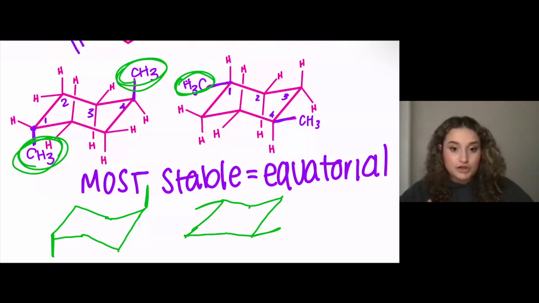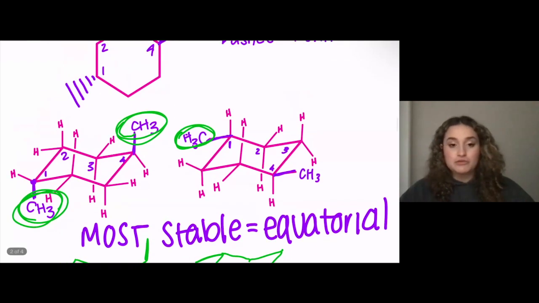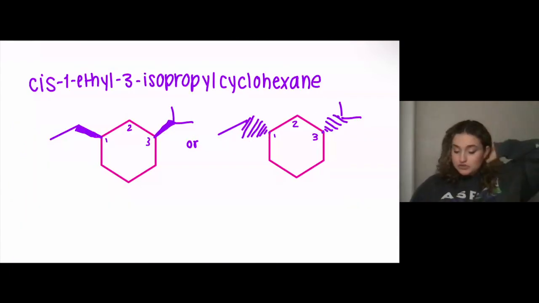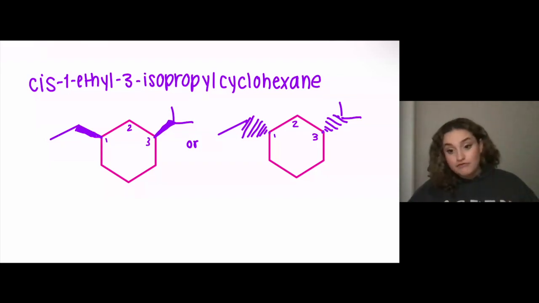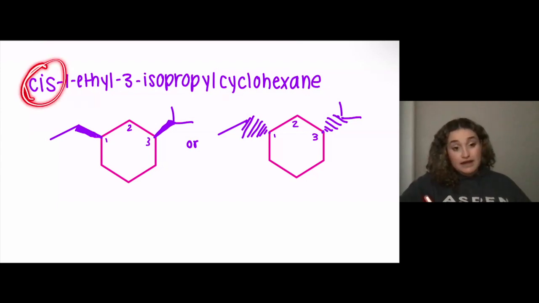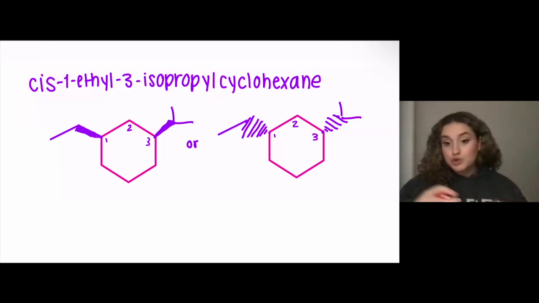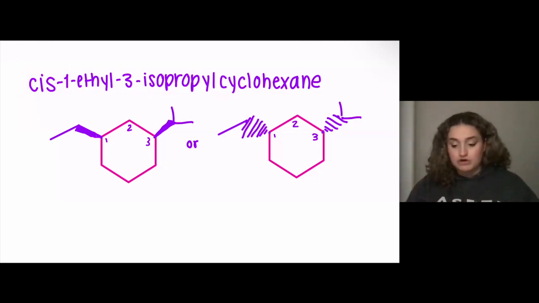I'm going to draw a different molecule, and instead of a methyl group, I'm going to have it be a little bit bigger just so that you could see the hindrance going on. All right, I am going to show you guys the most stable conformation of cis 1-ethyl 3-isopropyl cyclohexane. Because it's cis, it doesn't specify whether it's a wedge or a dash. It just says that they're both either wedges or they're both either dashes. I'm going to show you it both ways, and either one would be correct.